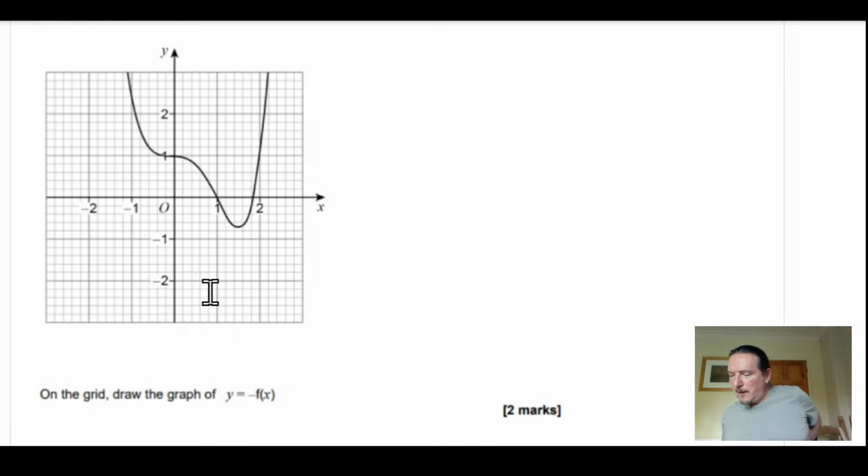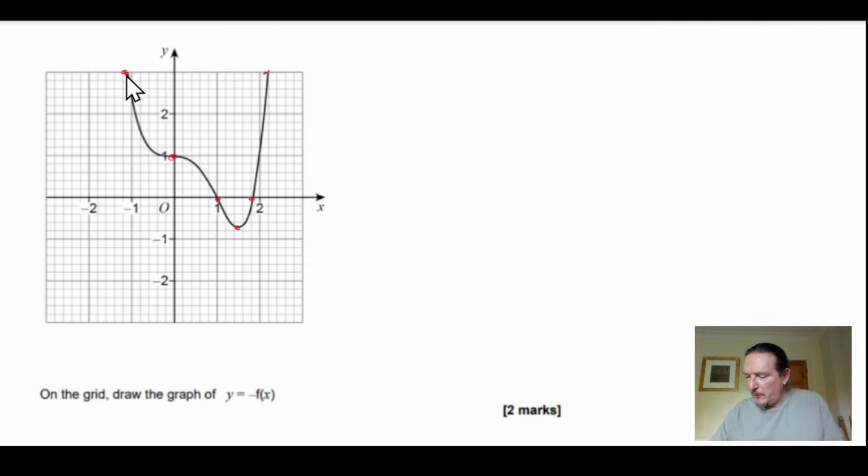But what I would do is just take some particular points and reflect those. So just some obvious points along the graph. So like that one up there is probably a good one to use, and that one, and that one, and that one, and that one, and that one. And we're going to reflect those points in the x-axis and work out where their image points are, and then we'll just join them up in a moment.